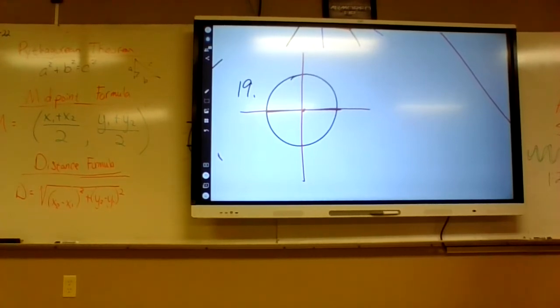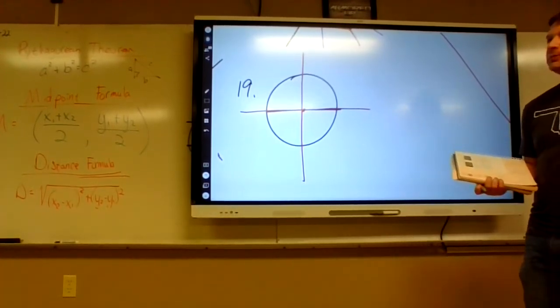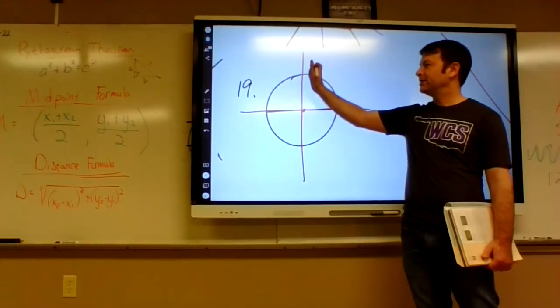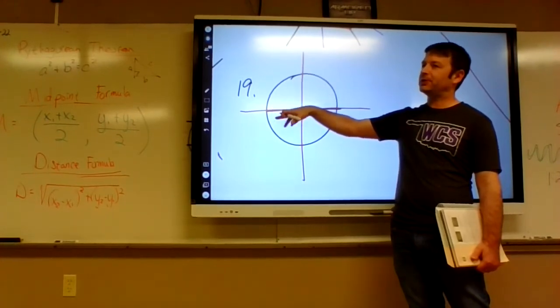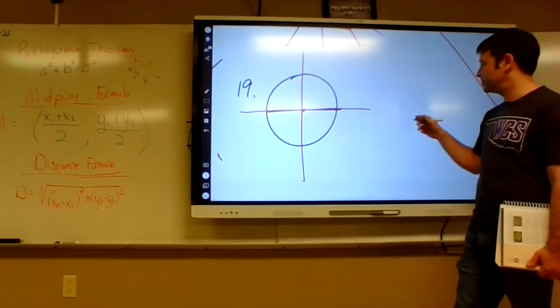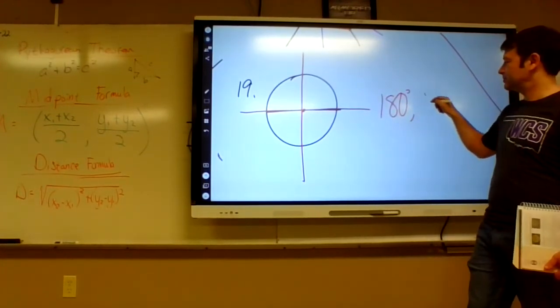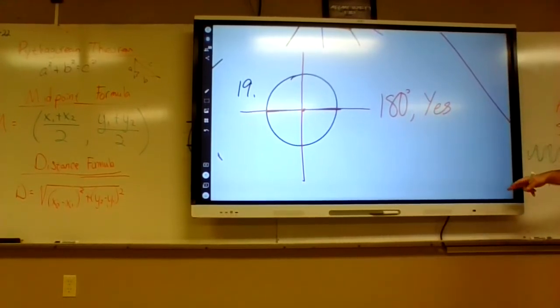Okay, this next question fooled the other class because the lines of symmetry threw them off. How many degrees can we rotate it before it looks the same? 180. Why is it not 90? Because of the diameter. These red lines are not the picture. It's what's under the red lines that are the picture. So it is 180. Does it have point symmetry? Yes. 180 degrees is point symmetry.